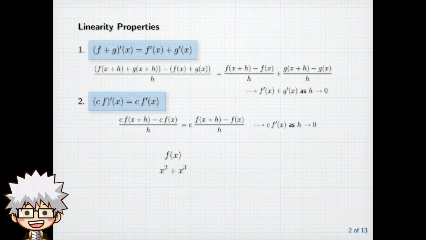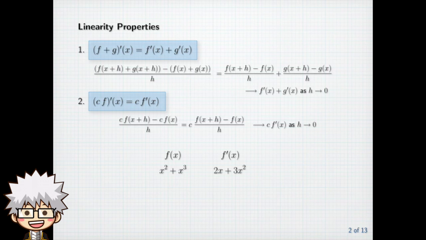For example, if f of x is x squared plus x cubed, then f prime of x can be computed by simply taking the derivative term by term. The derivative of x squared is 2x, and the derivative of x cubed is 3x squared using the power rule. So the derivative of x squared plus x cubed is 2x plus 3x squared.